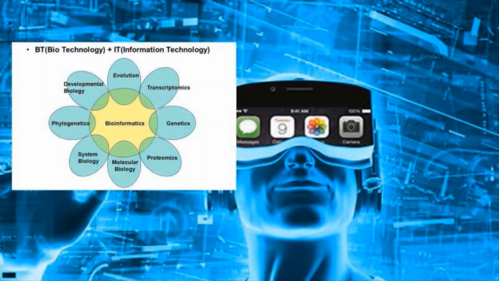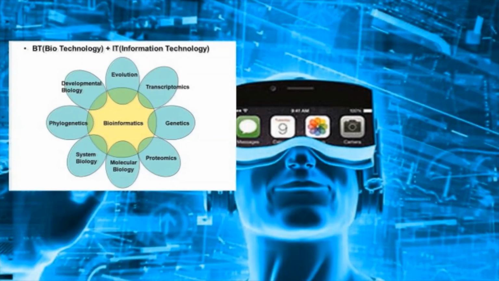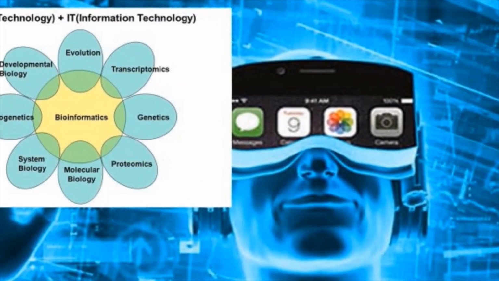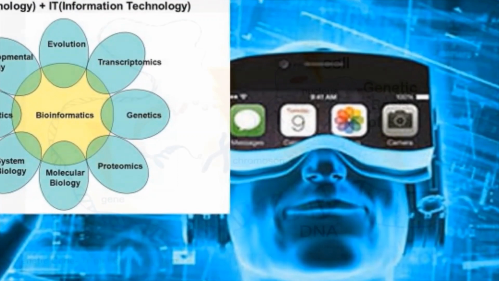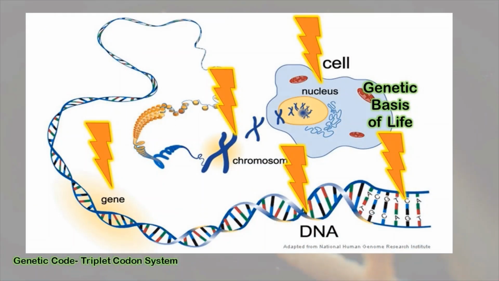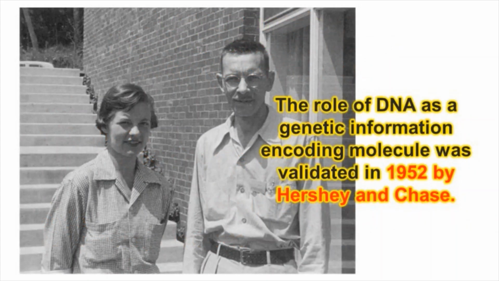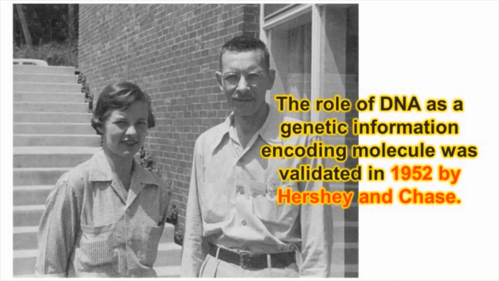A proper foundation for bioinformatics was laid by the accumulation of information and technologies in two branches of science. One is biology, the other one is information technology. The genetic basis of life was validated by four independent experiments. One was the experiment by Hershey and Chase in 1952. They validated that the DNA is the molecule which stores the genetic information.